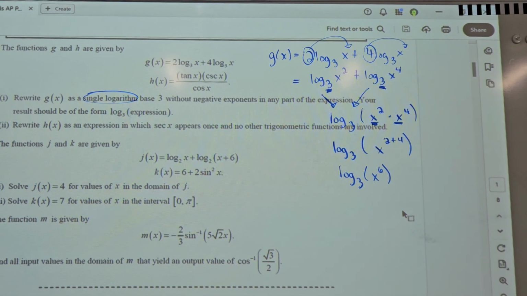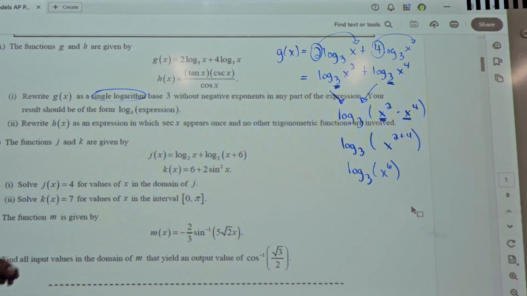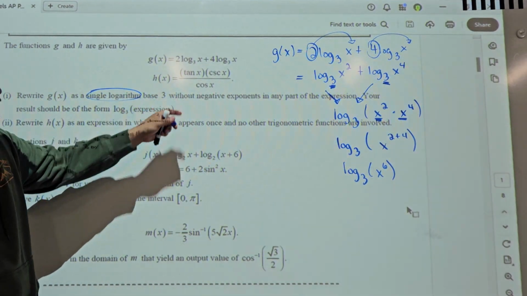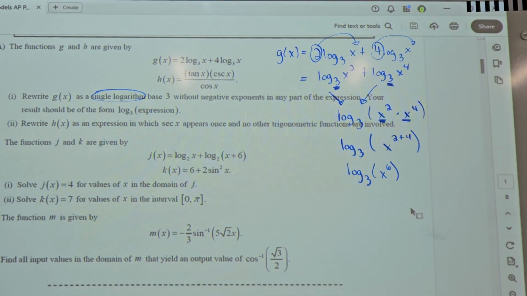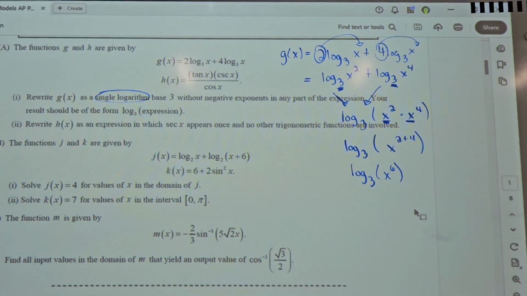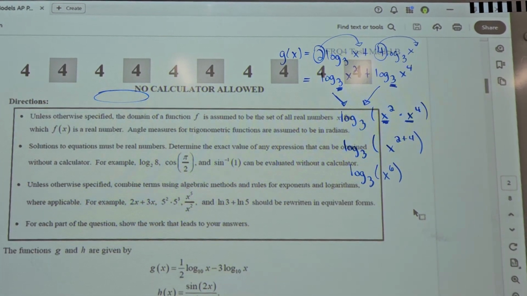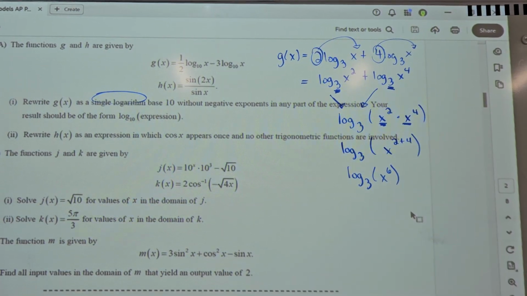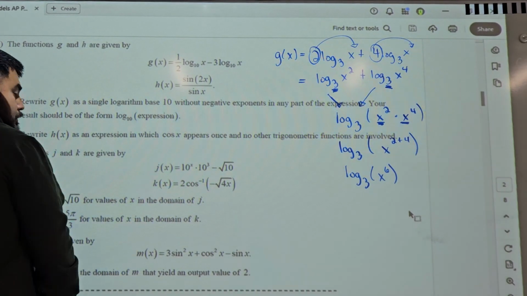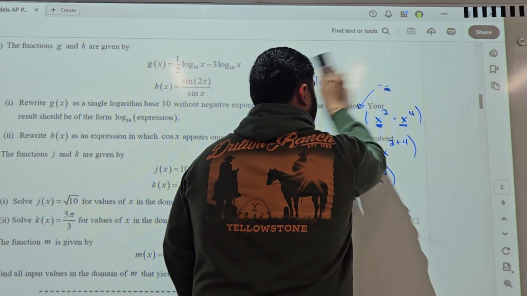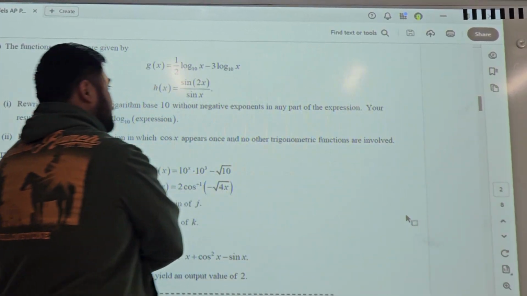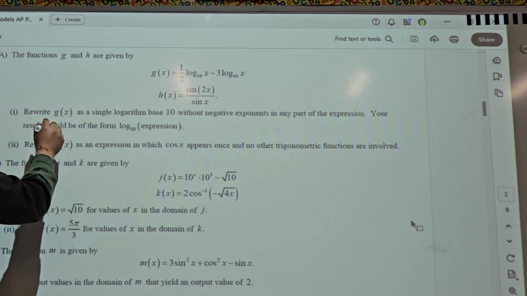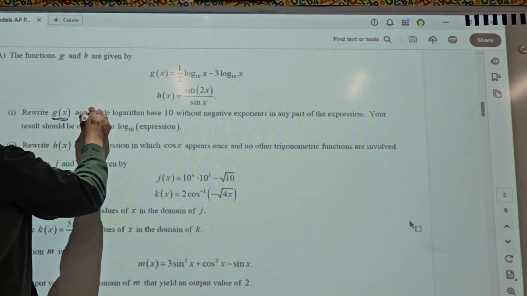So that's literally all you have to do for A1. These two logs into one single log with the base of 3. That's exactly what we just did. So if I go to another example, and try to tackle the logs, look at this one. In this example, if I may erase this, here, you're still dealing with g of x, and it wants you again to condense it.